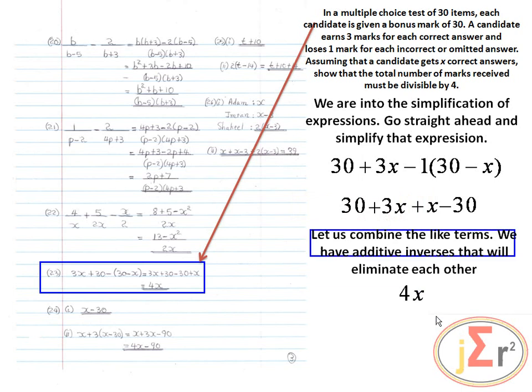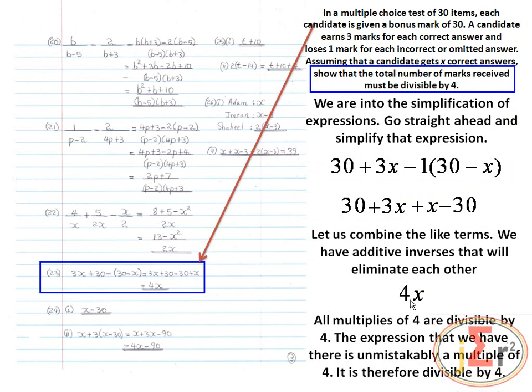And what do we know? Show that the total number of marks received must be divisible by 4. Well, any number that is a product of 4 has to be divisible by 4. All multiples of 4 are divisible by 4. The expression that we have there is unmistakably a multiple of 4. It is therefore divisible by 4 as required in the statement of the problem.